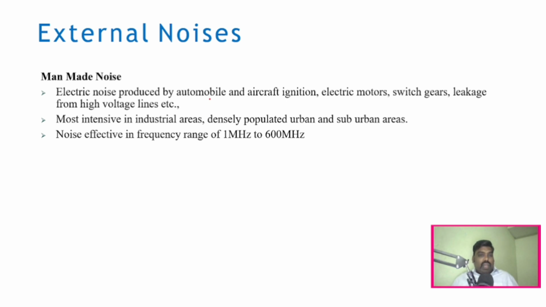So electrical noise produced by automobile and aircraft ignition, electrical motors, switch gears, leakage from high voltage lines, etc. comes under man-made noise. And this is very intense in industrial areas and densely populated urban and suburban areas. And the noise is effective in the range of 1 megahertz to 600 megahertz, right?